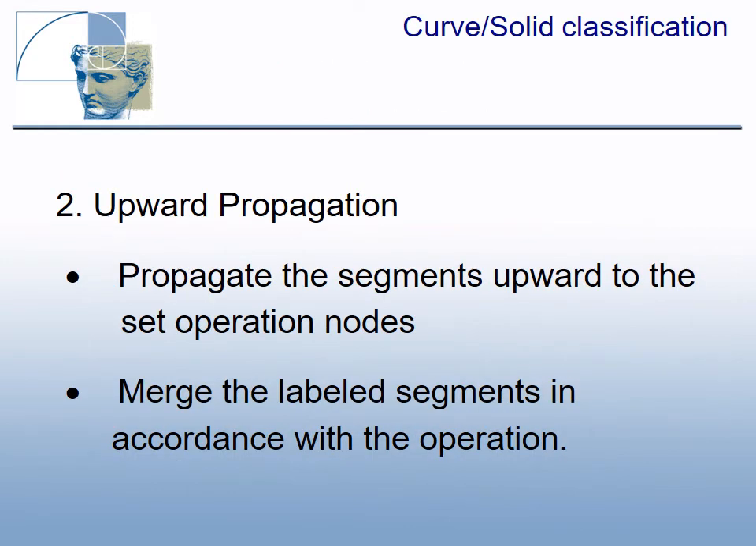The second step of the curve solid classification is the upward propagation. We propagate the segments upward from the leaves to the set operation nodes. Then we merge the labeled segments in accordance with the operation.